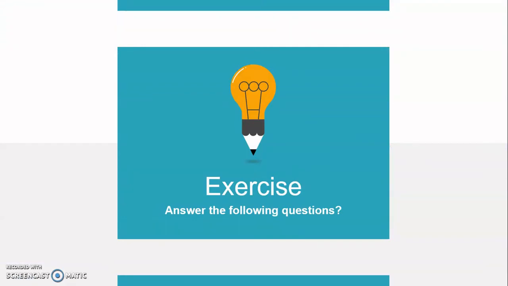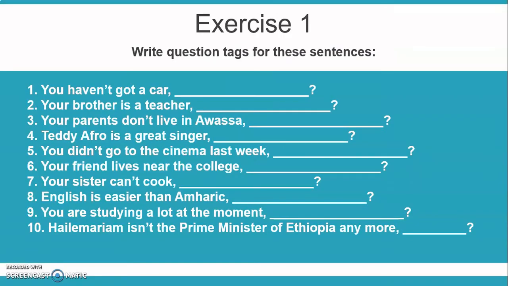Let's proceed to the exercise. So I'm going to give you an exercise that you are expected to answer. This is the first exercise. You are going to write question tags for these sentences. What you do is you are going to pause the video and take a few minutes to do the questions, and then I'm going to provide the answers so that you can check your answers.